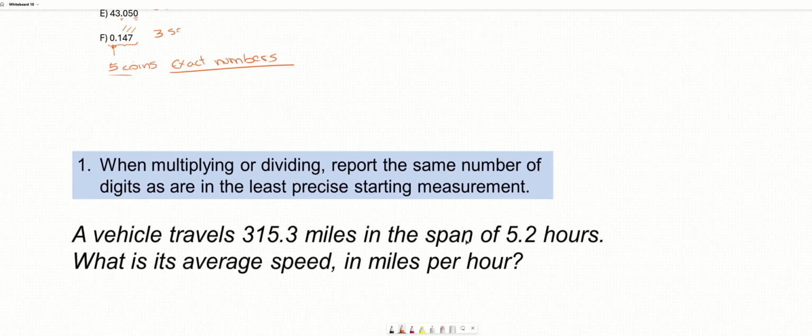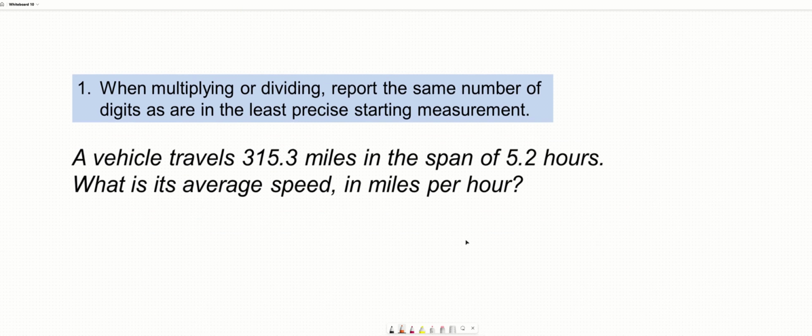So how is that in math? Let's go to multiplication. When you have multiplication and division, we report the same number of digits as in the least precise measurement. That means the smallest number of significant figures. Like here, a vehicle travels 315.3 miles in the span of 5.2 hours. What is the average speed in miles per hour?